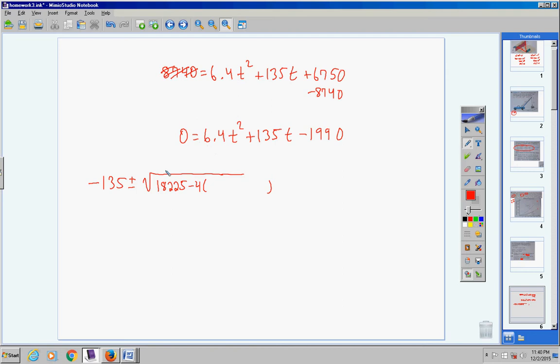Let me do that again. So A positive times the negative is negative. 6.4 times 1990 is 12,736. And then all over 2A, 12.8. Alright. Now, negative times a negative. We can multiply these two together. Negative 4 times negative 12,736 is going to give us a positive 50,944. Alright.